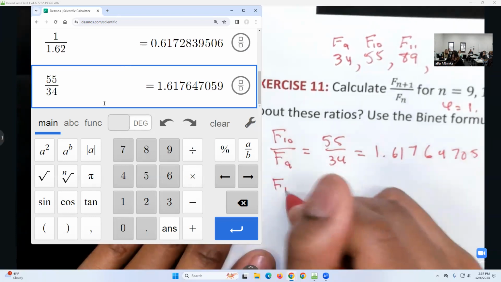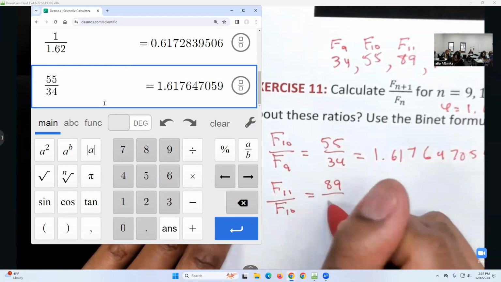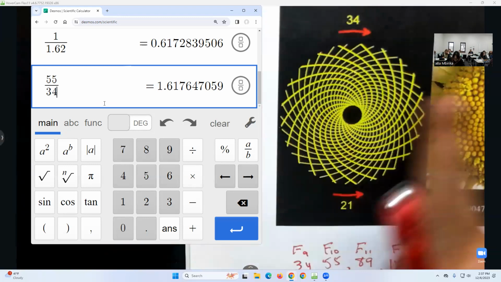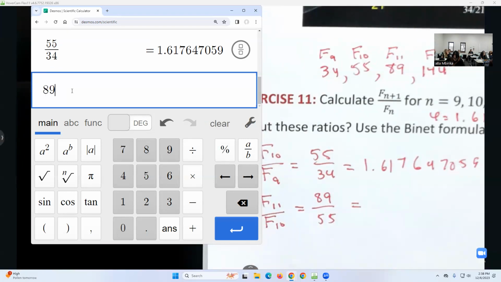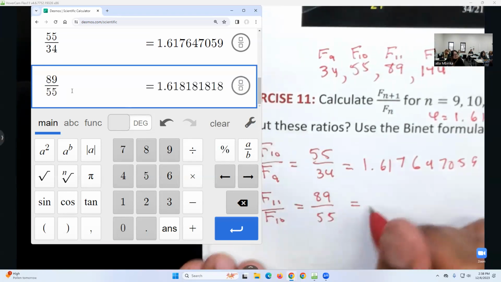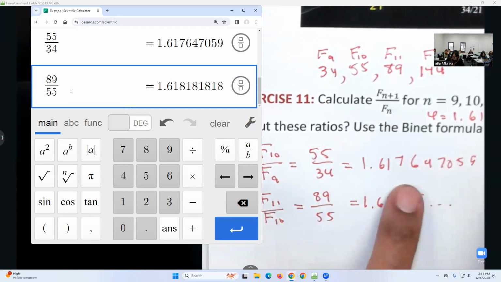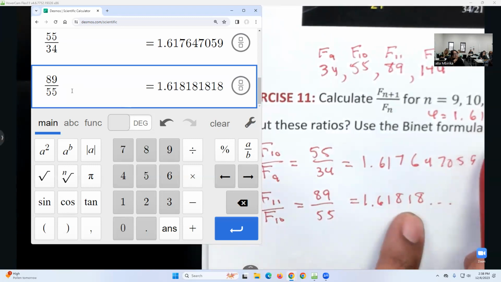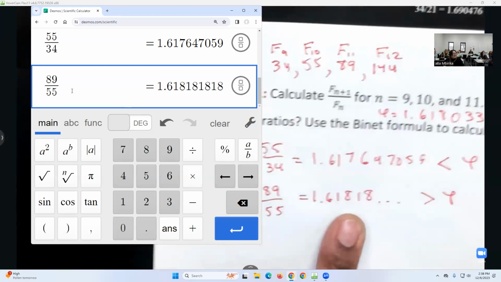How about F11/F10? This might be more interesting. 89/55, and 89 and 55 in terms of daisies is realistic. They have been counted and observed. So 89/55 is 1.61818, repeating. So notice that the previous number is strictly less than the golden ratio. This one is a smidge bigger, but closer to the golden ratio than the previous number.